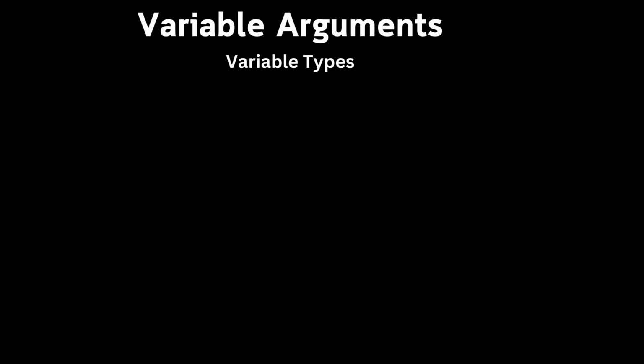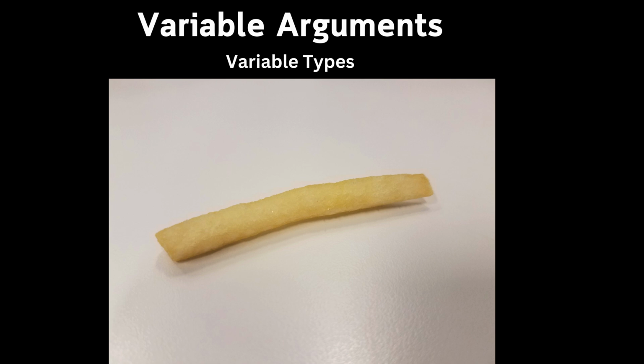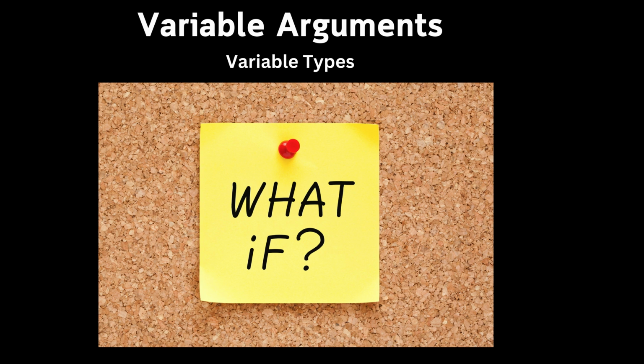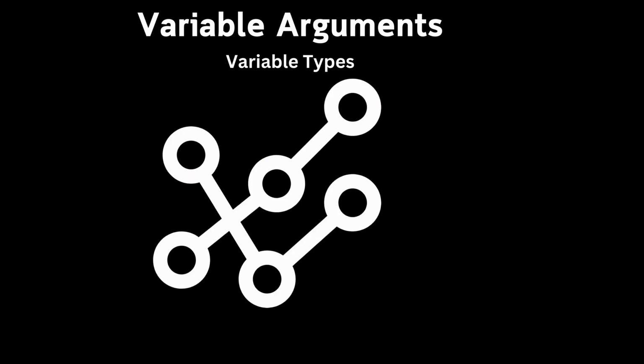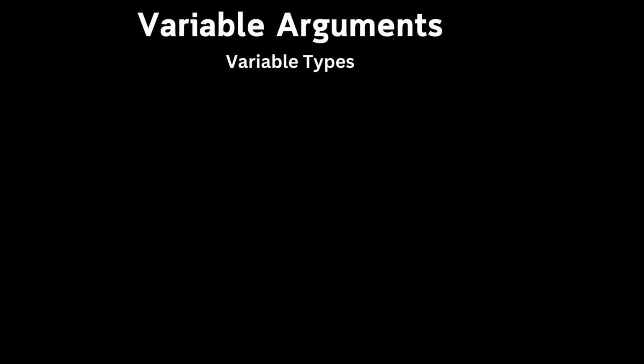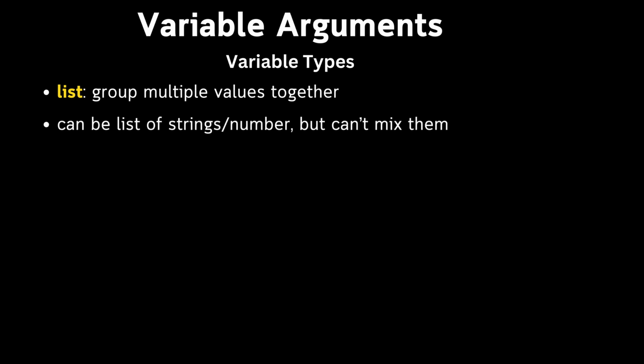So far, we looked at the single values that we defined for a particular variable type. What if my variable is going to have multiple values? Then we have different types of variables that we could use. The first one we have is list. List is a group of multiple values together. A list could be a list of strings or numbers, but you can't mix them. So this is how you declare them.